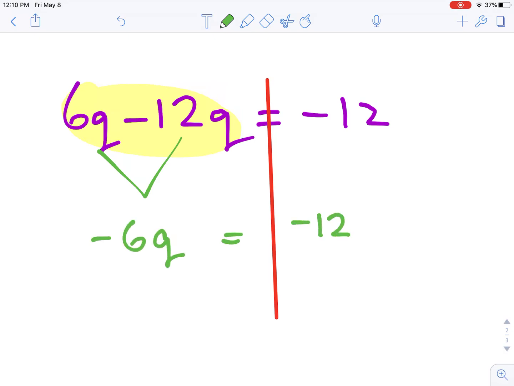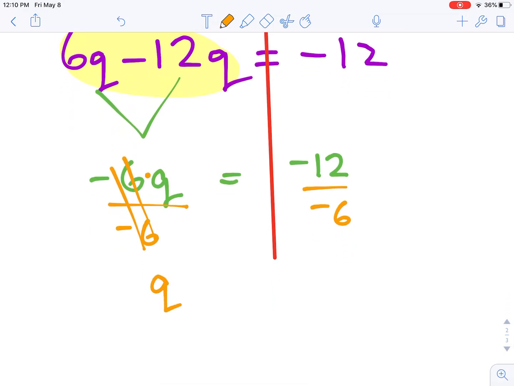Equals negative 12. Our operation is multiplication. To undo multiplication, we are going to divide. So we're going to divide by negative 6. The Q will then be by itself. A negative divided by a negative is a positive. Negative 12 divided by negative 6 is 2.